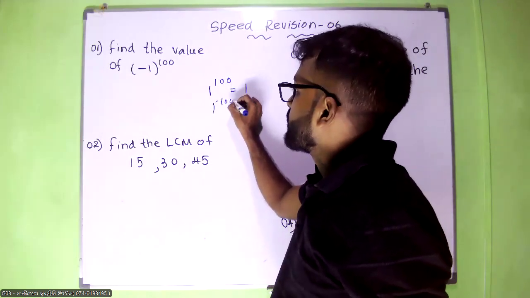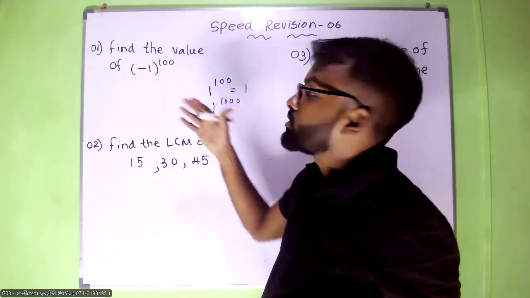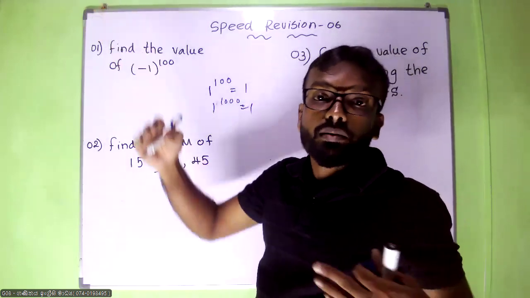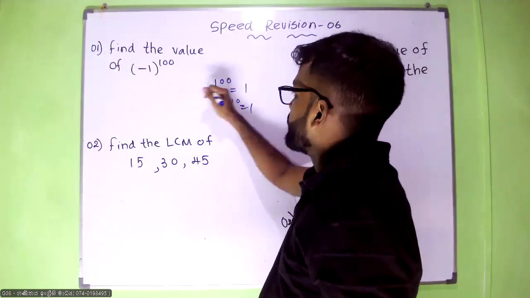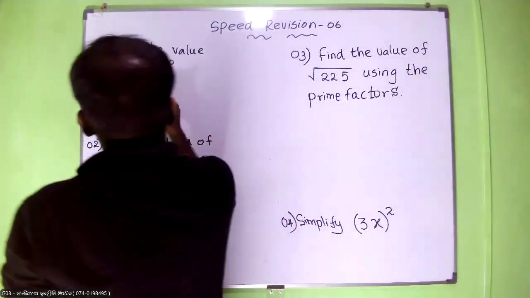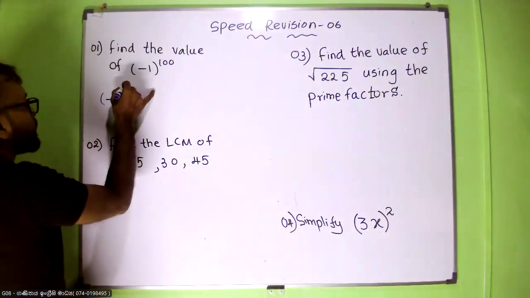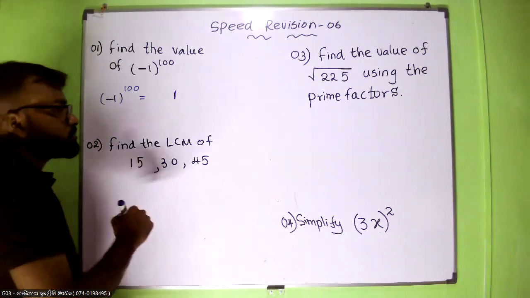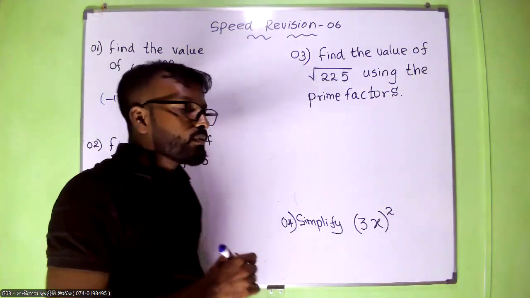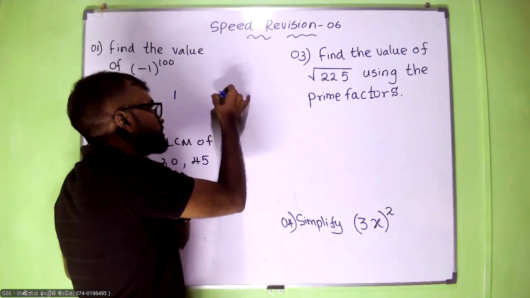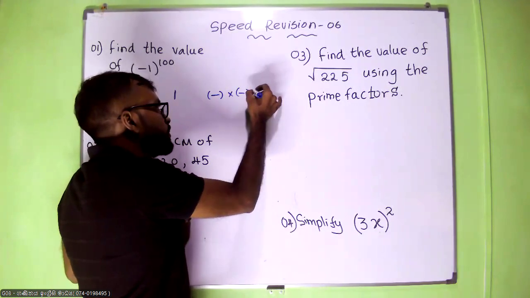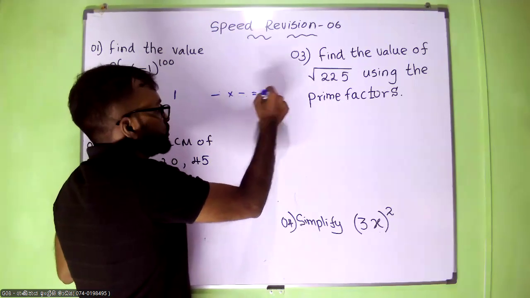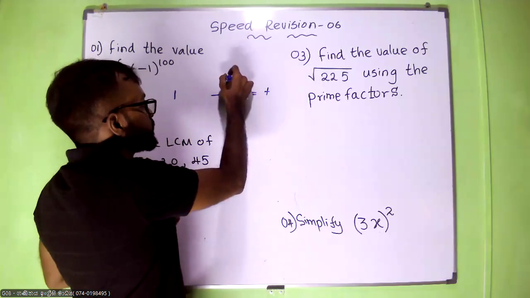1 to the power 1000, right? If you multiply 1000 times, you will get 1. If you multiply 100,000 times, you will get 1. So no need to worry about that. So your value will be 1, right? And you have to decide whether it is positive or negative, right? Now you have minus sign. If you multiply minus sign 2 times, what could be the answer? Minus into minus, positive, right?